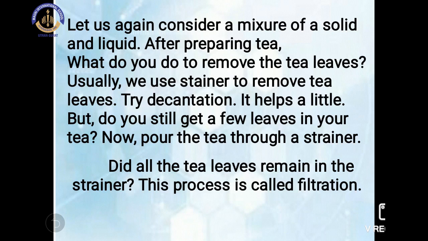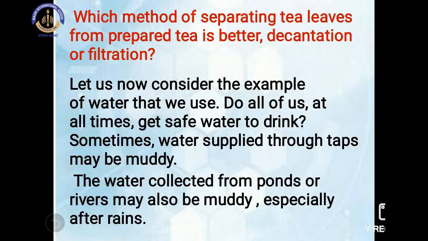But now, if you don't have a strainer, what can you do? You can try the decantation process. It helps a little, but do you still get a few leaves in your tea? Now pour the tea through the strainer. Did all the tea leaves remain in the strainer? Yes. When we use the strainer to remove impurities like tea leaves from the liquid, all the tea leaves remain in the strainer, and this process is called the filtration process.